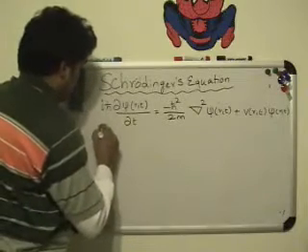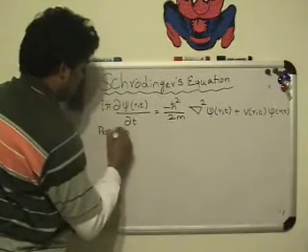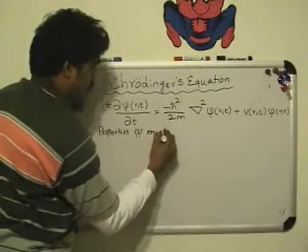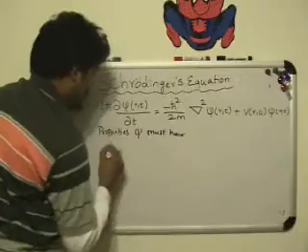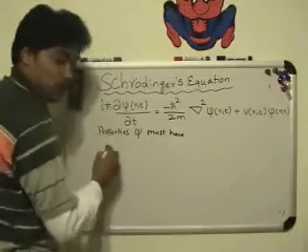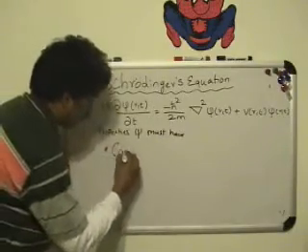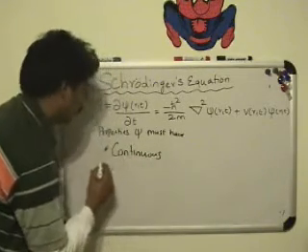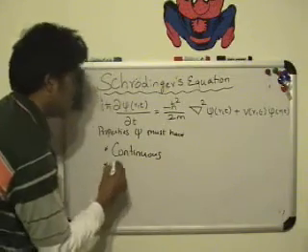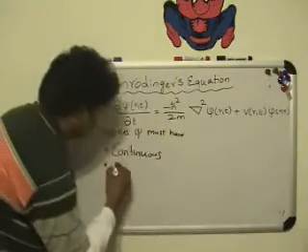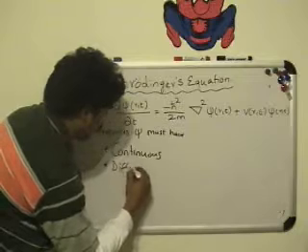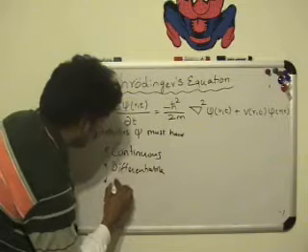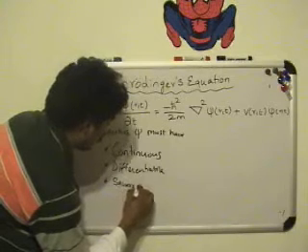So the properties the wave function must have is, again, that psi should be continuous. The second one is, again, the psi function should be differentiable. The third one is, it should be square integrable.